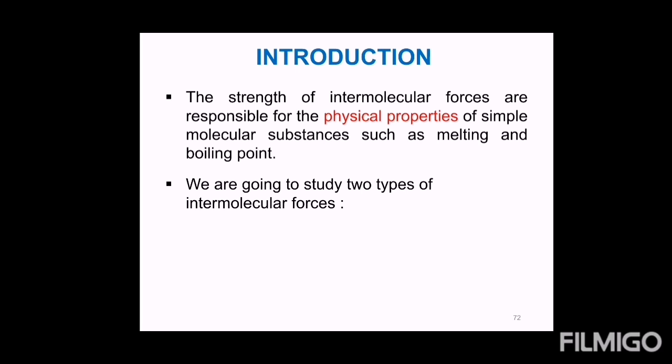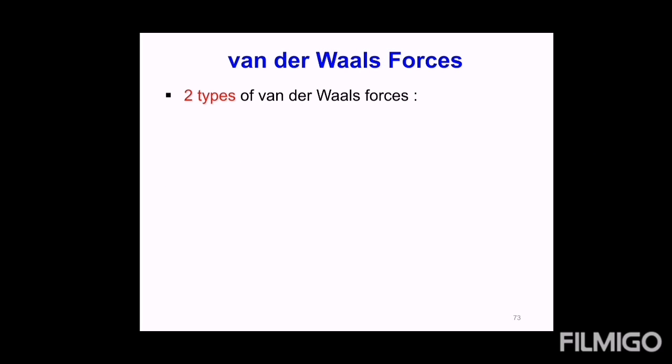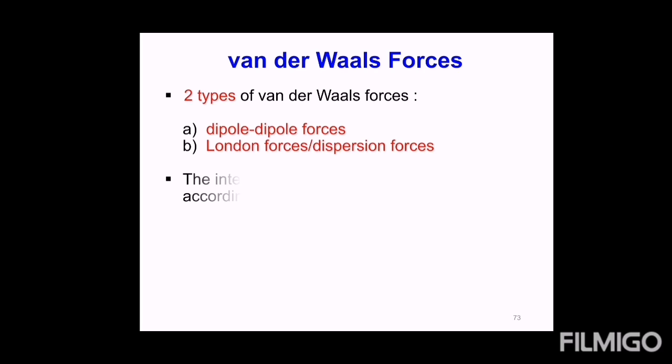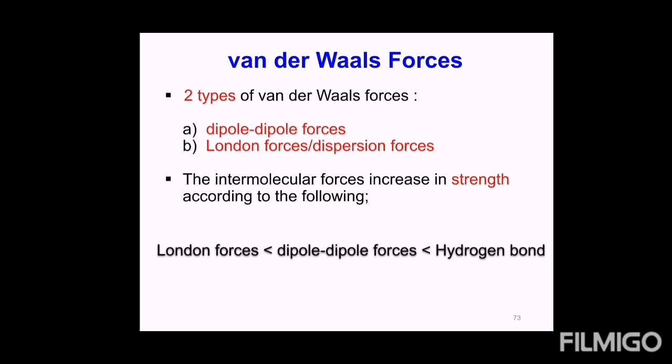Alright, we are going to study two types of intermolecular forces. That is van der Waals forces, and the other one is the hydrogen bond. There are two types of van der Waals forces: dipole-dipole forces and London forces, or dispersion forces. The intermolecular forces increase in strength as follows. London forces are the weakest, and dipole-dipole forces are stronger than London forces. London forces and dipole-dipole forces are weaker compared to hydrogen bond.